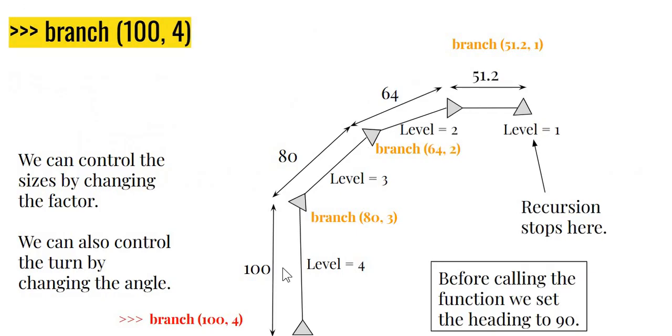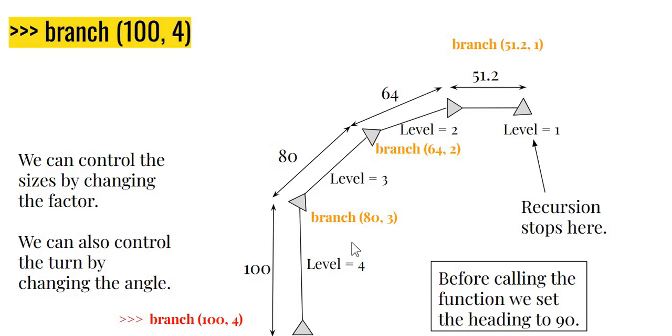Before wrapping this up, let's just analyze this a bit more carefully so that we understand what's going on. Like I said, before calling the function, I set the heading to 90 so that the turtle is pointing upwards. Thereafter, from the command line, I gave, for example, 100 and 4. So the first line drawn is 100 because remember, the turtle just moves forward 100 steps. The turtle then turns and I call, let's say, branch 83. Now, why 83? Because I'm doing 0.8 times the size.